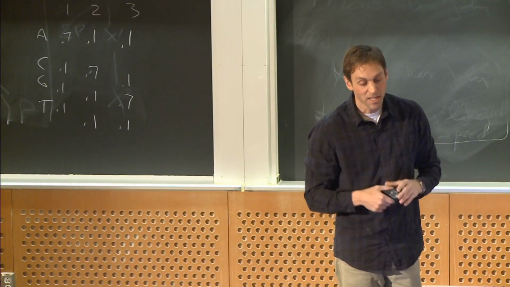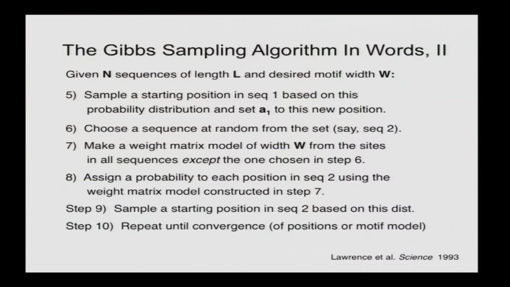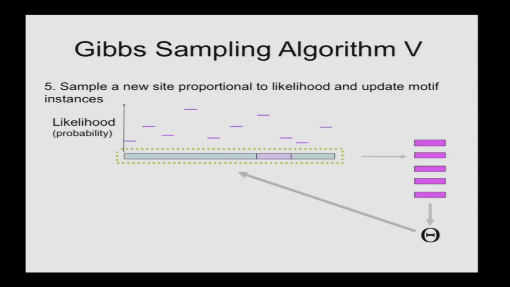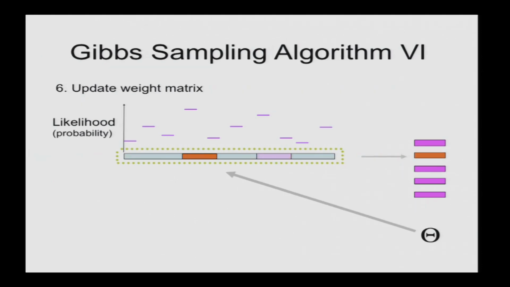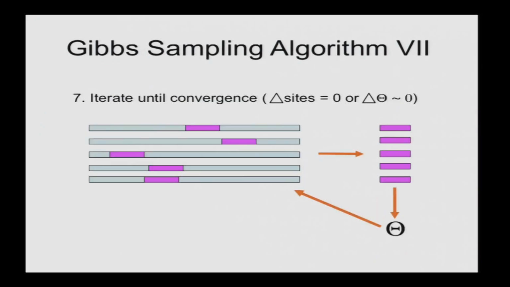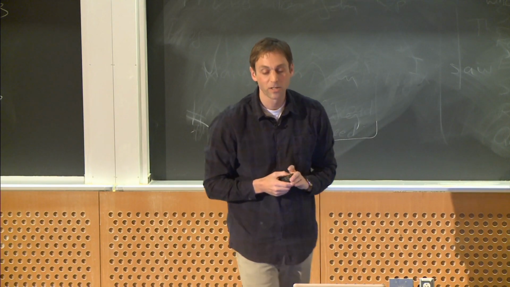Okay, and then you make a new weight matrix, and then you pick a new sequence, you slide that weight matrix along that sequence, you get this distribution, you sample from that distribution, and you keep going. Okay. Yeah, this was described by Lawrence in 1993, and I'll post that paper. Okay, so you sample proportional to that, and you update the location. So now we sampled that really high probability one, so we moved the motif over to that new orange location there. Okay. I don't know if these animations are helping at all, but okay, and then you update your weight matrix. Okay. All right. And then you iterate until convergence.